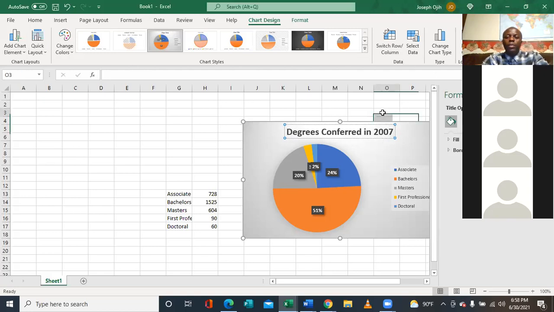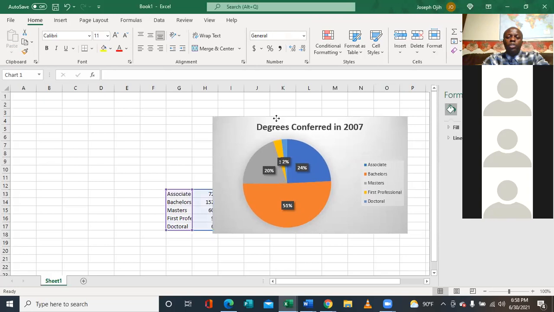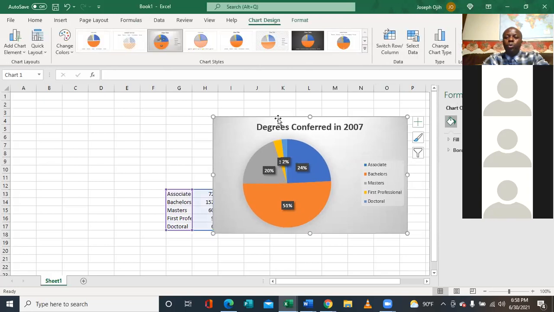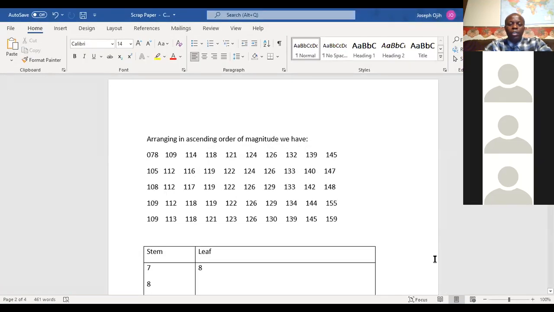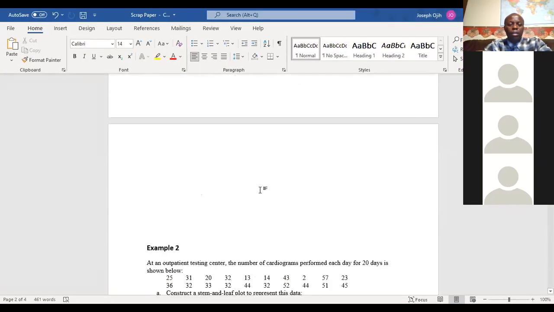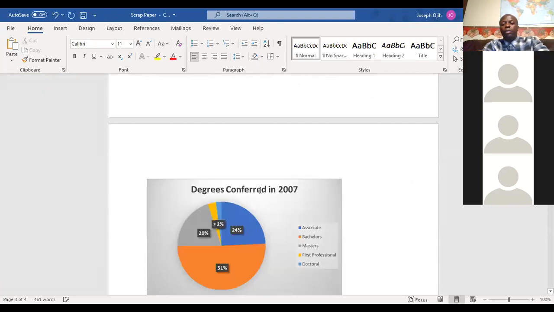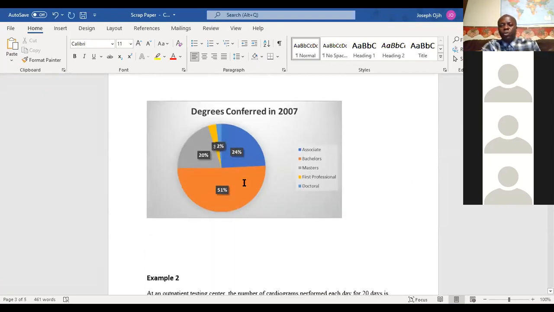So if you are doing a project, and you want to add this to what you are typing, you can click here and Control C, you copy it, and let us assume that this is your project. You can paste it anywhere in the project. Control V, and you paste it there. Then you begin typing. For example, when you look at this, you can see that the majority of the degrees conferred in 2007 were bachelor's degrees.